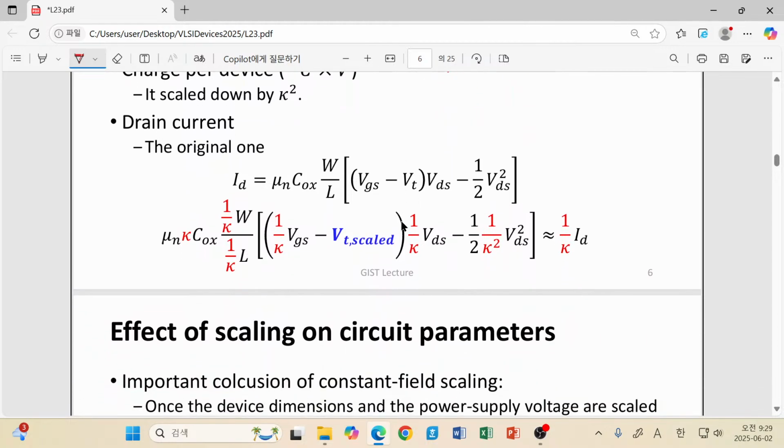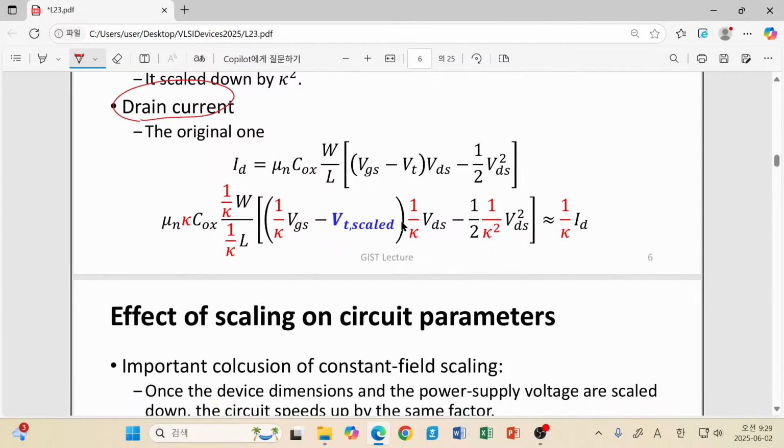Finally, if we go to drain current, this is the original expression for our drain current, and now it is scaled by this 1 over kappa. Please note that kappa is given as 1.4. It means that the drain current is actually reduced. Oh, do you like it or not? Please think about this.